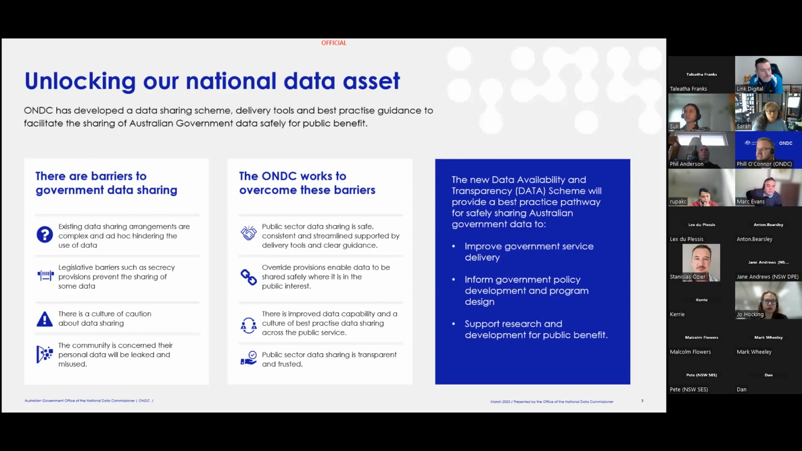With that, the Data Availability and Transparency Scheme and the Act was set up, and the Act was to override nearly 500-ish pieces of legislation that were stopping interagency sharing. When we get up to that level of sharing, sometimes it's good to have an overarching one that all of government signs onto. We got the DAT Act through minutes before Parliament closed, just before the election, before they went into lockdown.